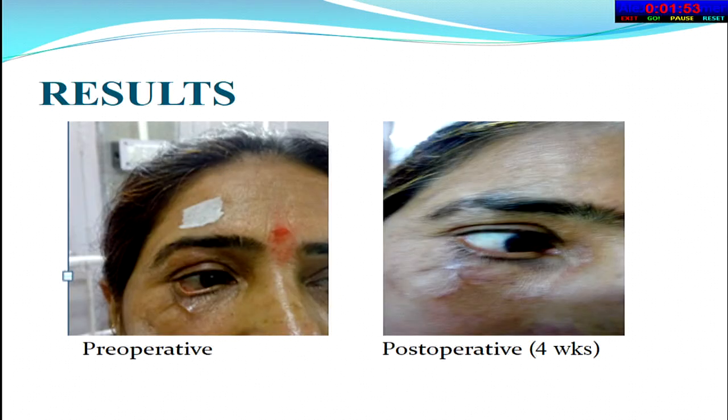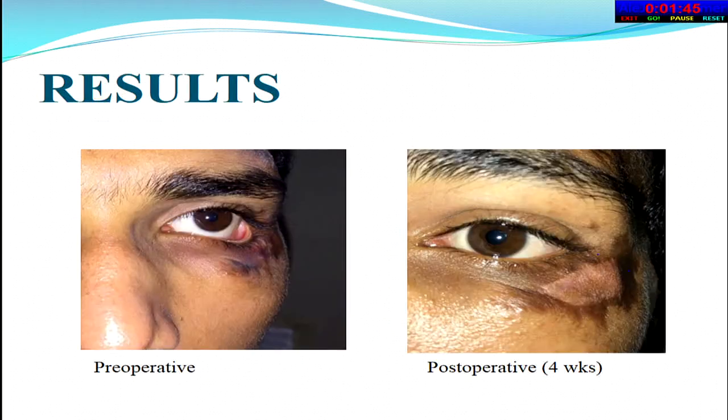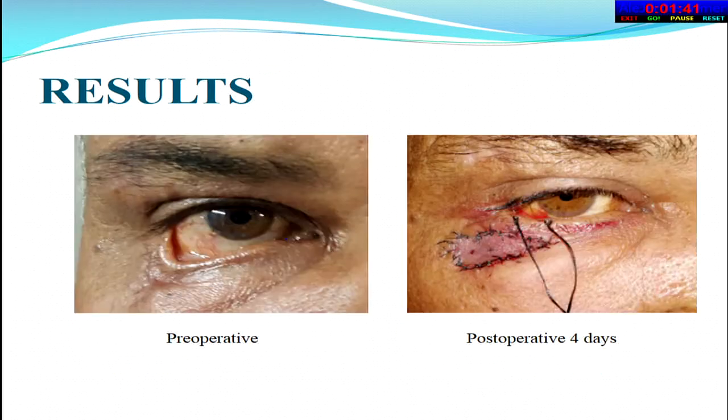So these are the results. This is the pre-operative and after 4 weeks of skin grafting. The skin generally merges. A little bit of cosmetic blemish is there, but it generally merges with the surrounding skin. This was another case with relief of the cicatricial ectropion. This was post-operative 4 days. You can see the amount of stretch, how much it is relieved.